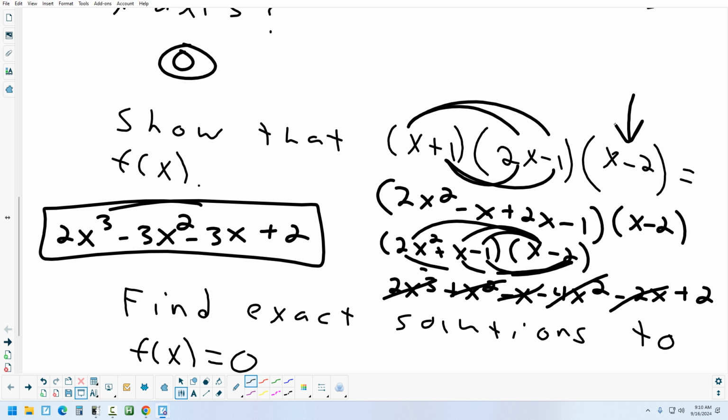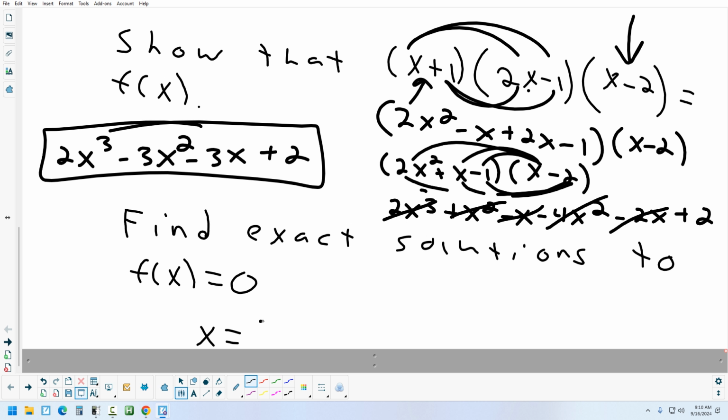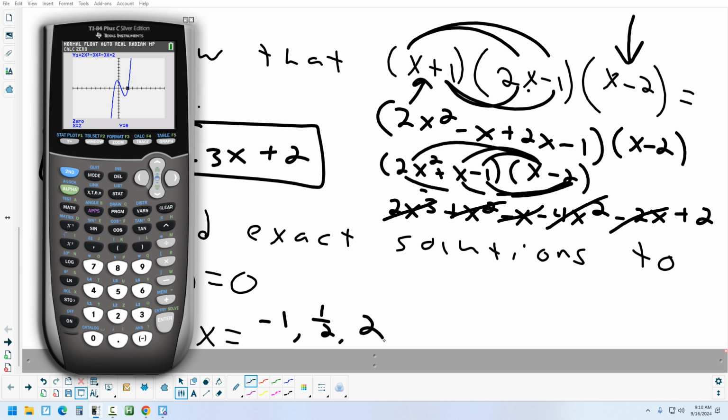By writing the polynomial factored, it makes it a lot easier to see the zeros. Just by looking at that, I can tell you the other 0 is negative 1. That's going to be the other place it crosses the x-axis. And 1/2. Okay. Negative 1, 1/2, positive 2. And you can look at the graph and confirm it.